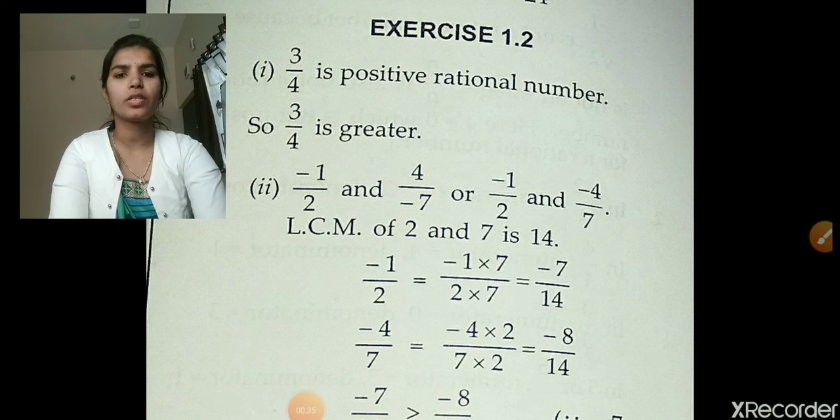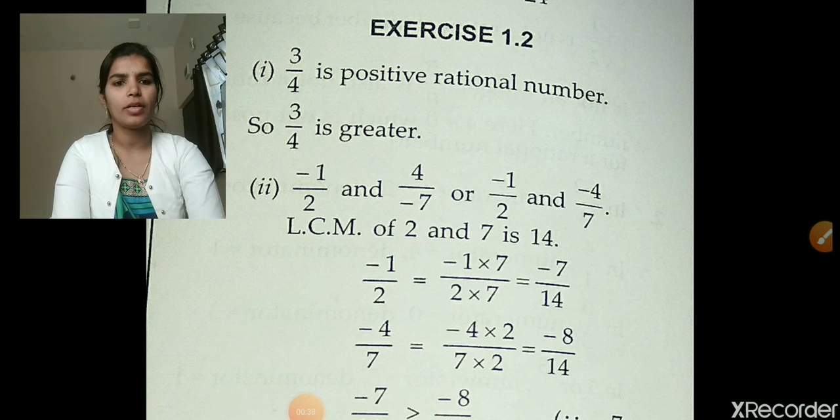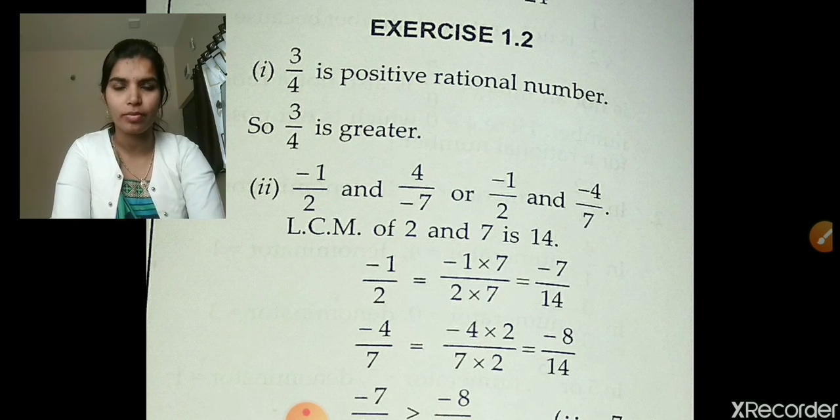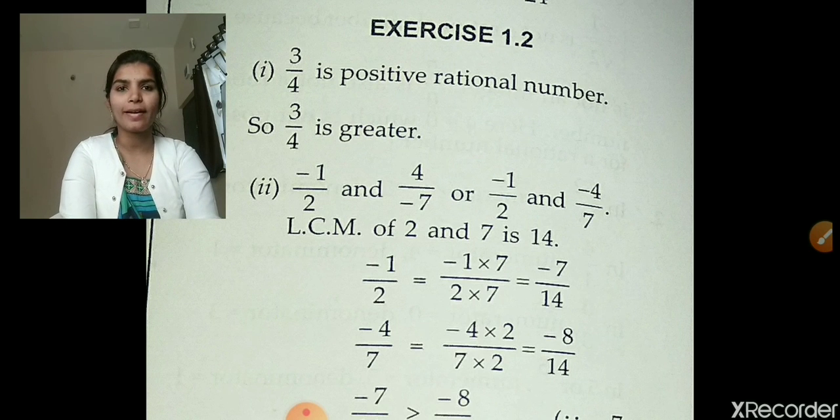Our first question is, which of the rational numbers is greater in each of the following? So we want to compare rational numbers here. In our first example, there is 3 by 4 and 0. 3 by 4 is a positive rational number. That means it is greater than 0, because on the number line all numbers greater than 0 are represented towards the right side of the 0, which are positive numbers. So 3 by 4 is greater than 0.